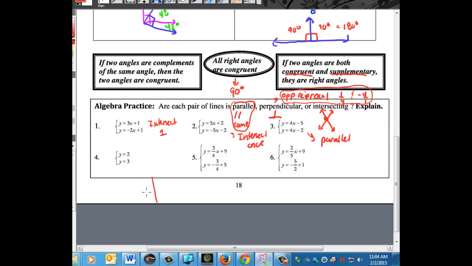Problem 4, sometimes it helps to graph. If we graph y is equal to 2, we have a horizontal line, and then y is equal to 3, another horizontal line, and these lines have the same slope of 0, so since both slopes are 0, we want to write parallel. Number 5, one's positive, one's negative, these aren't the same, they're also not opposite reciprocals, so they intersect once. Alright, then last, these slopes aren't the same, but they are opposite reciprocals, so these two lines are perpendicular. That's all for this round.